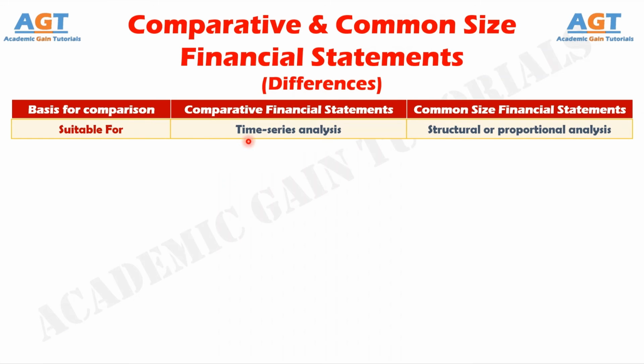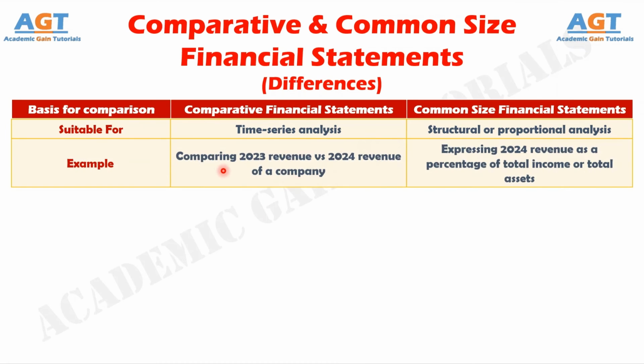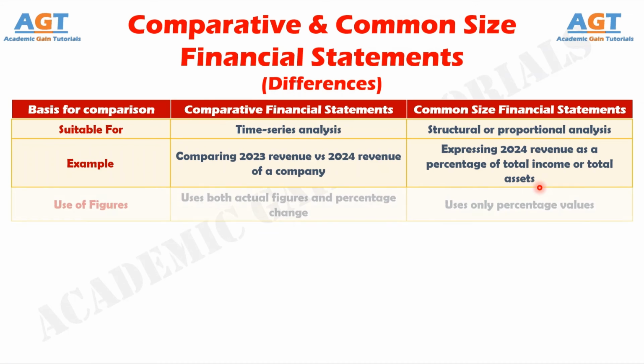Comparative statements are ideal for time series evaluation, whereas common-size statements are more suitable for cross-sectional evaluation. Number 9. An example of a comparative statement is showing revenue growth from 2023 to 2024, whereas a common-size example is expressing 2024 revenue as 70% of total income. And difference number 10. Comparative statements present data using both numerical values and percentage changes. On the other hand, common-size statements convert all data into percentage terms only. So, these are the differences between comparative financial statements and common-size financial statements.